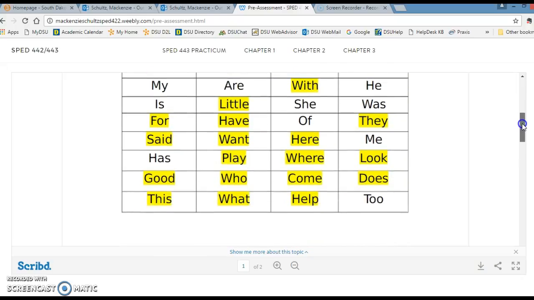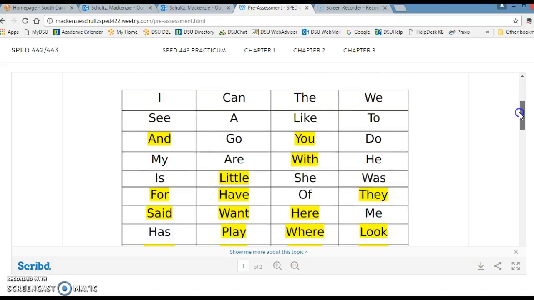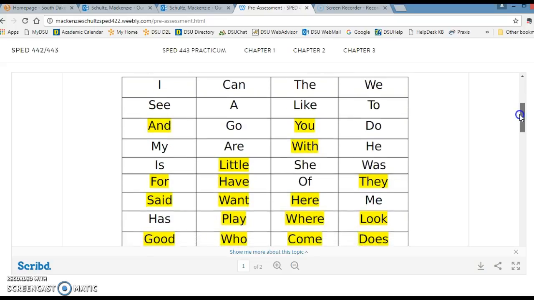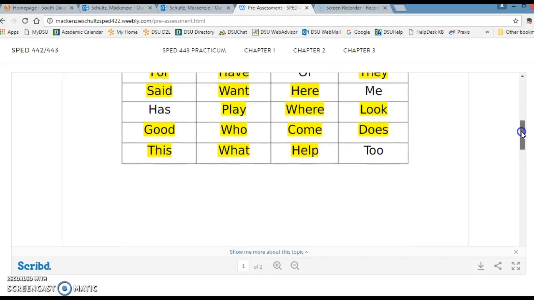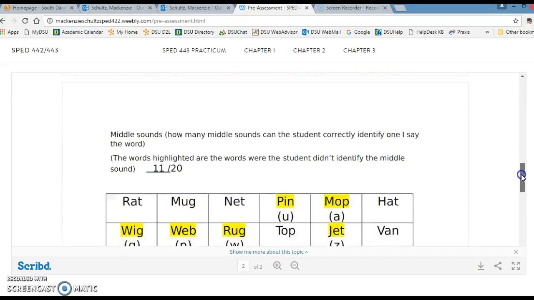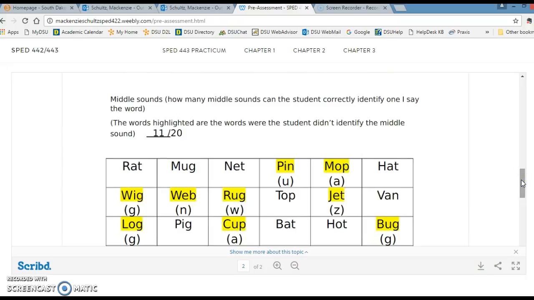So that kind of showed me what words he knows and what words he doesn't know, and some tips on, does he know 3-letter words better than 4-letter words, or how does that come into play. And then if we scroll down here a little bit more, I did test middle sounds, and how many middle sounds can the student correctly identify once I say the word.